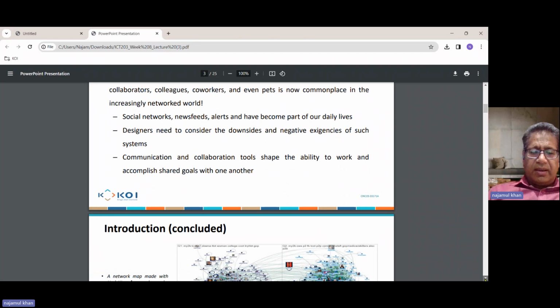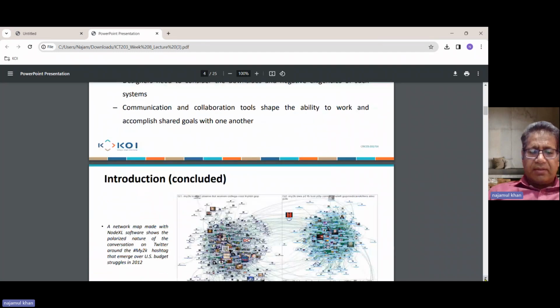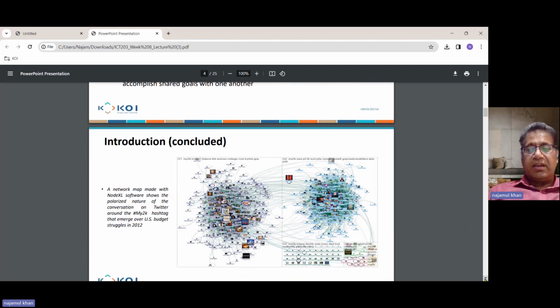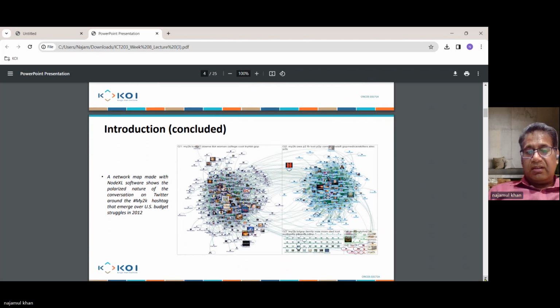Okay, guys, keep moving. Now a network map made with the NodeXL software shows the polarized nature of the conversation on Twitter around the hashtag MY2K. This hashtag emerged over the US budget struggle in 2012. See, it's showing something, as you can see here. Ask yourself, what message does it convey to you? Does it look simple? Does it look like something you're going to take easily? No matter how you see it, it's not looking good.